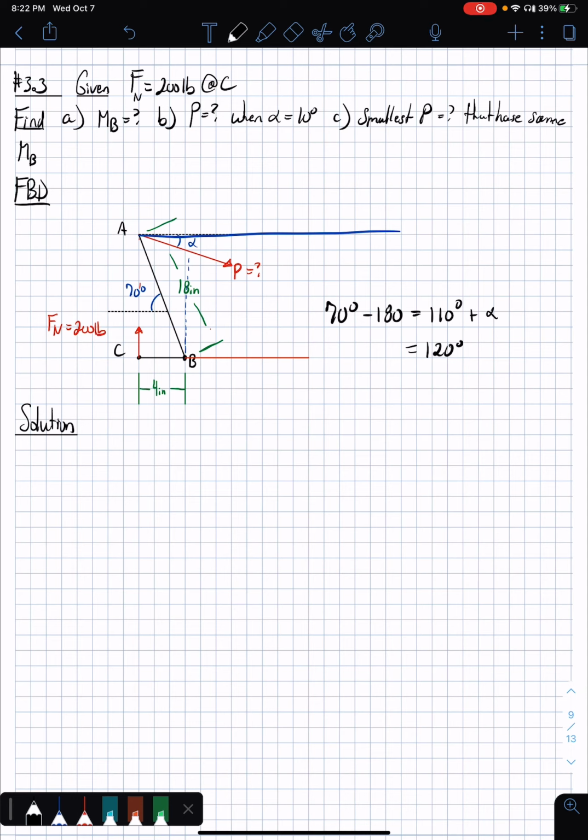The problem states, it is known that a vertical force of 200 pounds is required to remove the nail at point C from the board. As the nail first starts moving, determine A, the moment about B of the force exerted on the nail, B, the magnitude of the force P that creates the same moment about B if alpha is 10 degrees, and part C, find the smallest force P that creates the same moment about B.